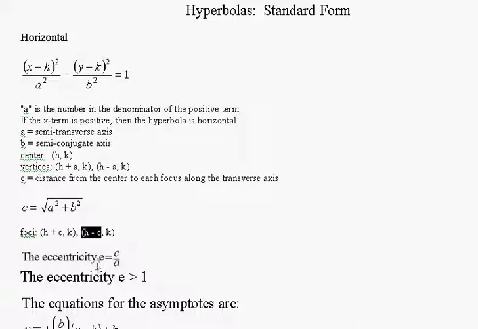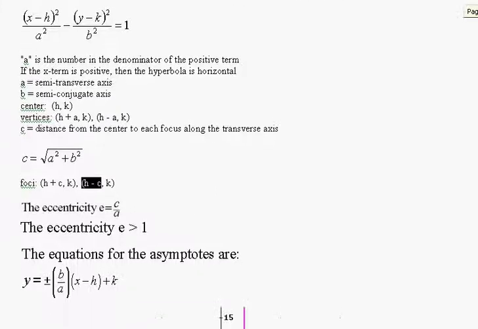Eccentricity of a hyperbola is calculated the same way as it is in an ellipse. Eccentricity is C divided by A. However, the difference is hyperbola has eccentricities larger than 1.